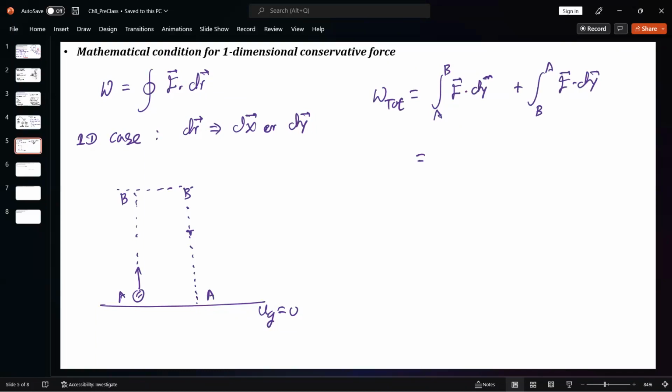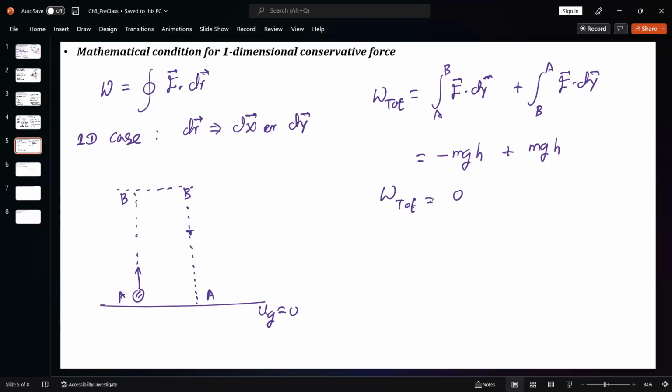This is going to be negative mgh. This is going to be positive mgh. So that cancels out to zero. That's the idea. Okay, so we can do this calculation more mathematically or more conceptually like we did earlier.